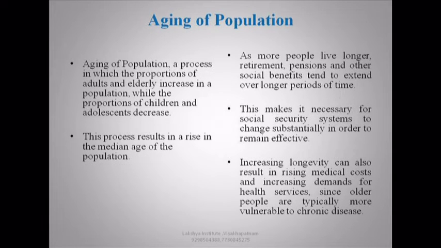Aging of population. Aging of population is a process in which the proportions of adults and elderly increase in a population, while the proportions of children and adolescents decrease. This process results in a rise in the median age of the population. Aging occurs when fertility rates decline while life expectancy remains constant or improves at the older ages.